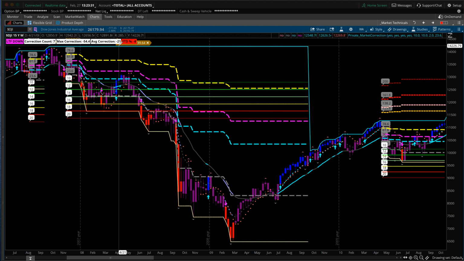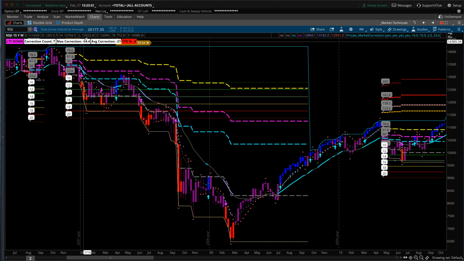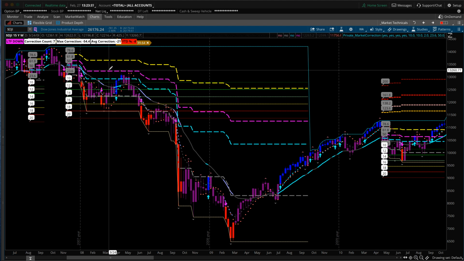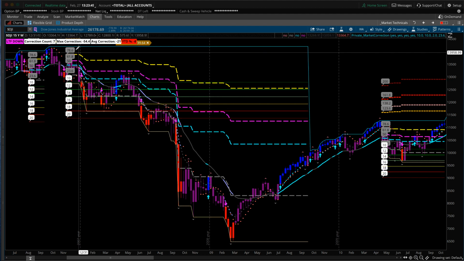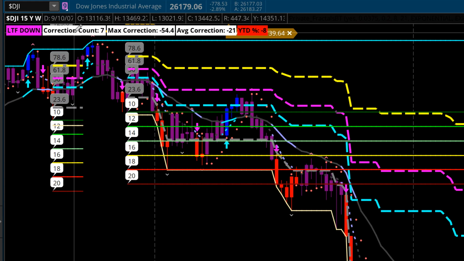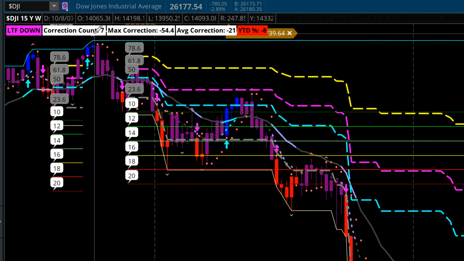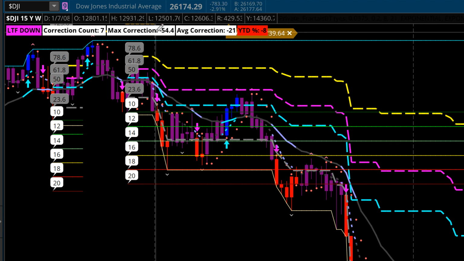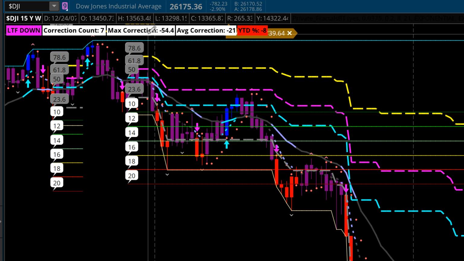And the other thing I wanted to show you is I've added more to this indicator, and I still have more plans. This market correction indicator, not only does it plot the Fibonacci levels and give you the retracement levels and the extension levels, plus the correction levels, but now I'm also starting to put in some labels here that give us some statistics that we can say, okay, in the 15 years, we've had 7 corrections. The maximum correction has been a whopping 54.4%.